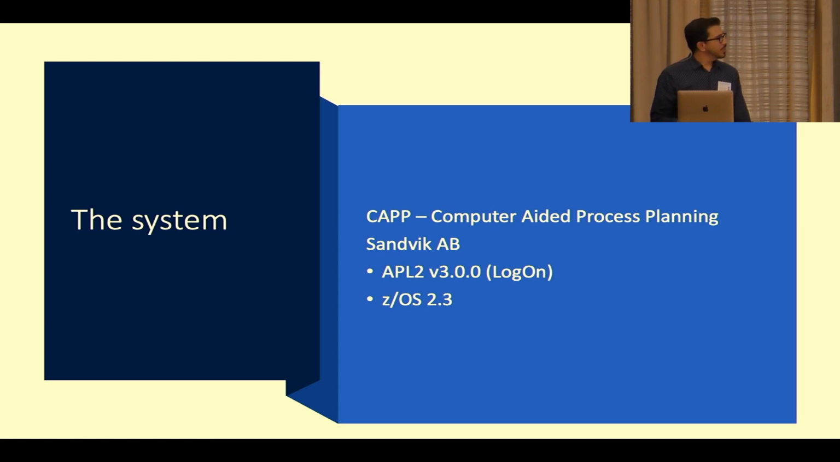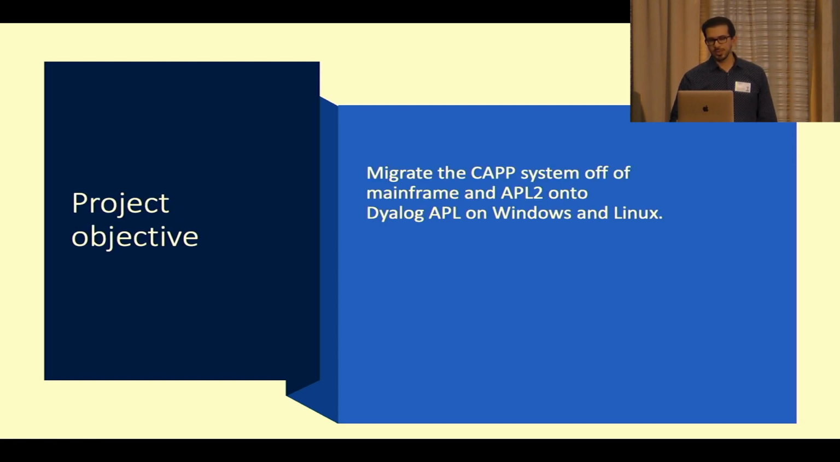So we're on APL2 version 3, which is IBM's supported APL2 version on the mainframe, z/OS 2.3, and that was the starting point, and we didn't really know much more about it than the fact that it needs to come off the mainframe and onto Dyalog, either on Windows or Linux or both.